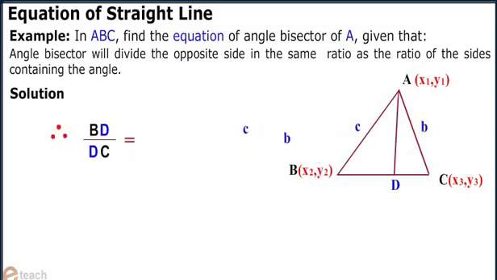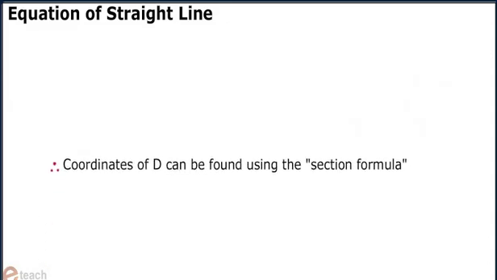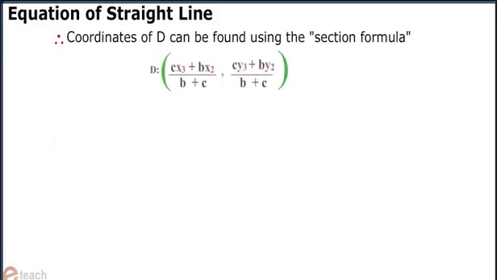We know that BD by DC equals c by b. Therefore, BD equals kc and DC equals kb. Coordinates of D can be found using the section formula. The coordinates of D are ((c x3 plus b x2) divided by (b plus c), (c y3 plus b y2) divided by (b plus c)).